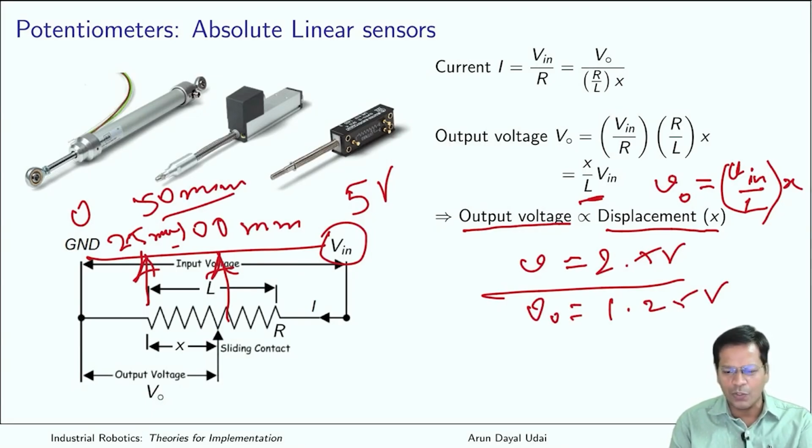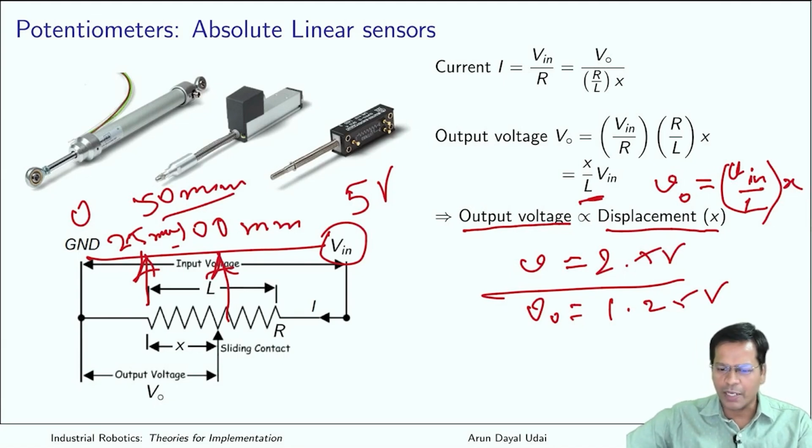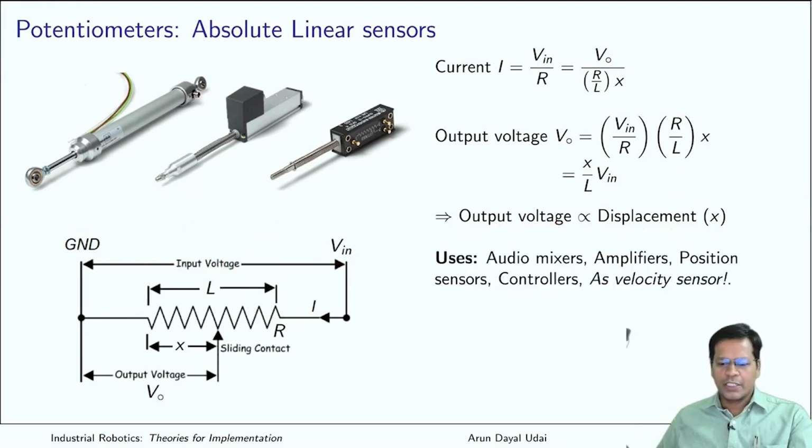If it touches 0, output becomes 0. If it touches 100 mm, output is 5 volts. So 0 to 5 volts, 0 to 100 mm. So it is linearly proportional. This is the way this sensor is designed. This is very simple, and it can be used to measure your displacement.